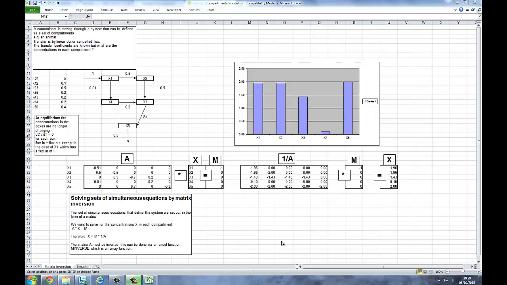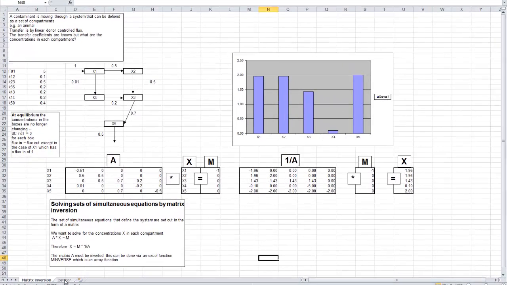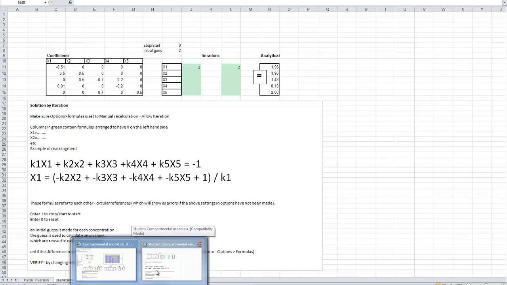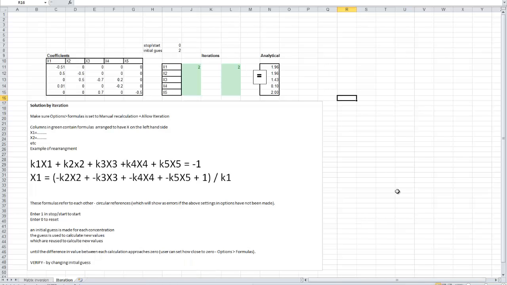Okay, having completed the solution of the compartmental model by matrix inversion, we can also look at another way that these kinds of models can be solved. That's solutions of sets of linear simultaneous equations, and that's by iteration, which is actually a more generically applied technique. So it's one that's definitely worth knowing about. And here we go, it's set up for you.